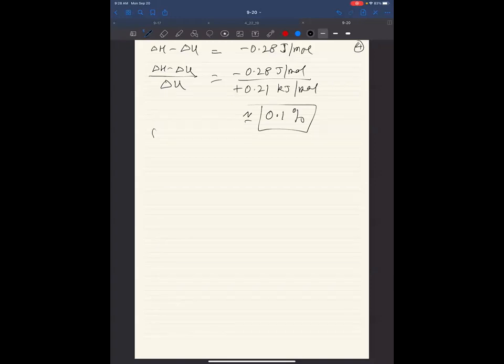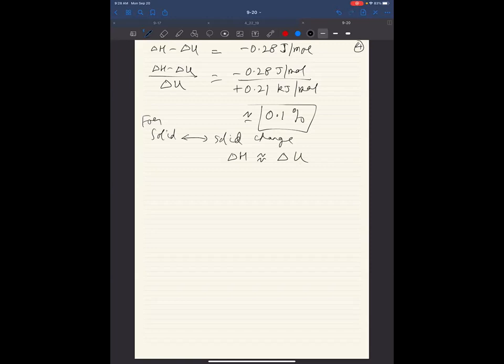In other words, we just showed that when you have a solid to solid change, or it could have been solid to liquid, or basically if no gases are involved, for a solid to solid change the change in enthalpy is approximately the same as the change in internal energy. Does this make sense?